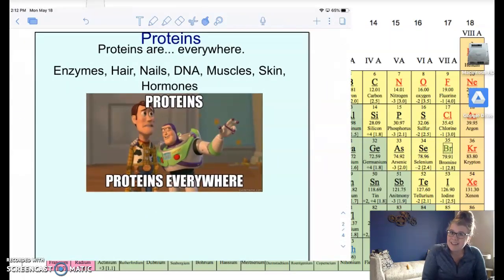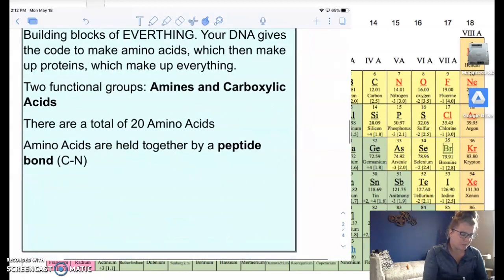So proteins are everywhere. Basically, a majority of your body is made up of protein. Enzymes, hair, nails, DNA, muscles, skin, hormones. This sounds morbid, but if we were to make a nutritional label of our bodies, the main macromolecule our bodies are composed of is protein. It's one of the main things that make us who we are. So as you can imagine, it is crucial to our diet.